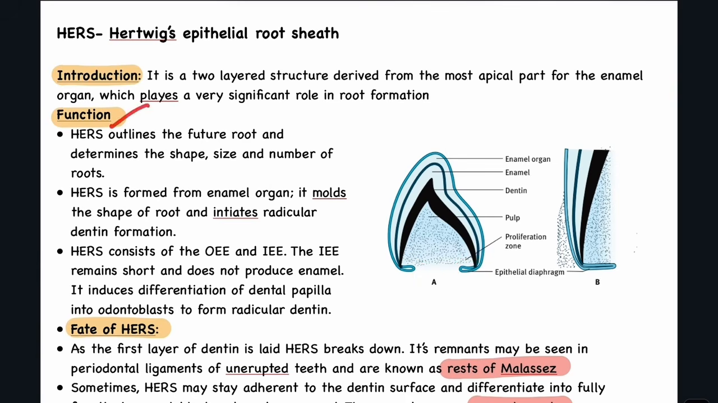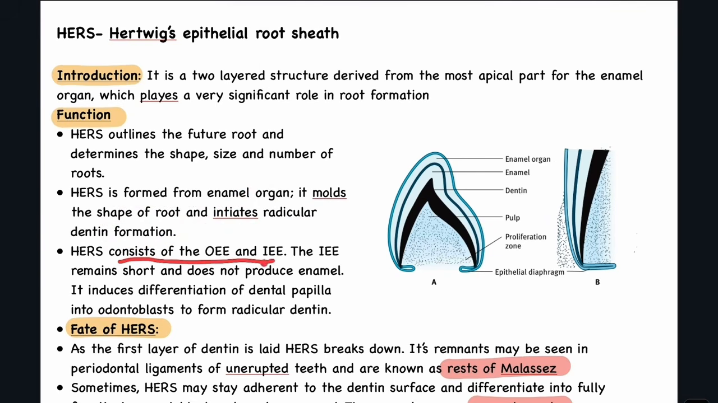Okay, functions of HERS. It outlines the future root and determines the shape, size, and number of roots. Obviously, it keeps growing downwards, and that's how the root is formed. I'll explain how it will determine the number just after this. HERS is formed from the enamel organ. It molds the shape of the root and initiates radicular dentine formation. So I showed that to you as well.